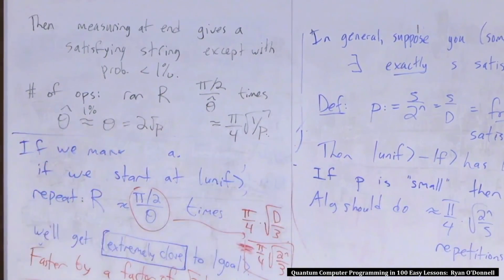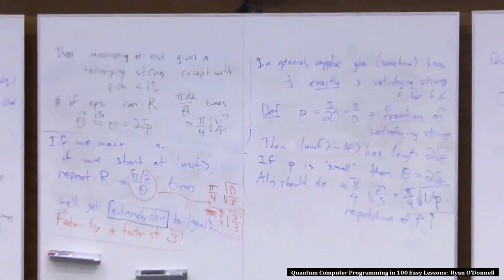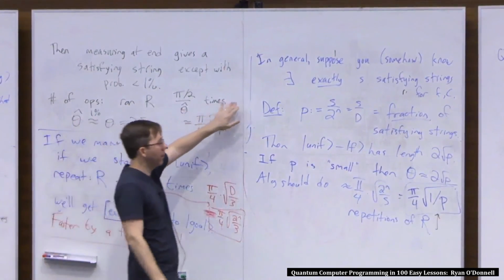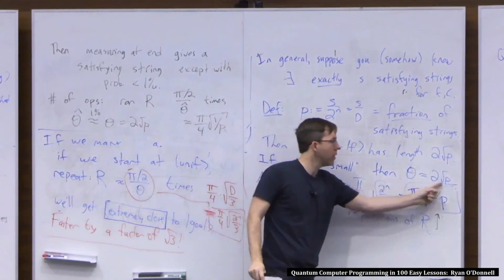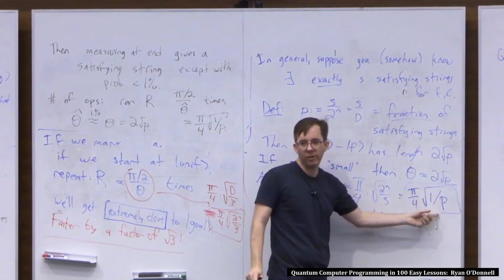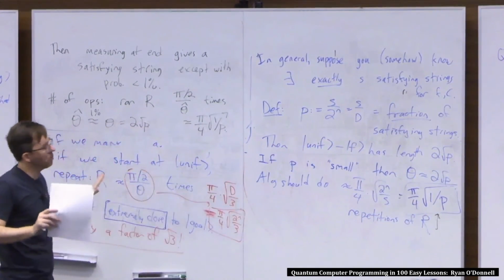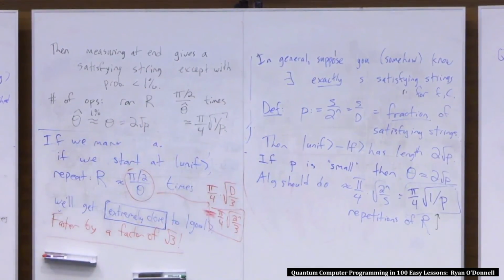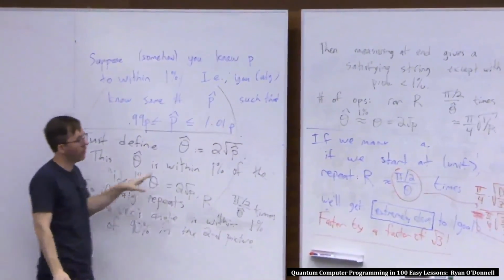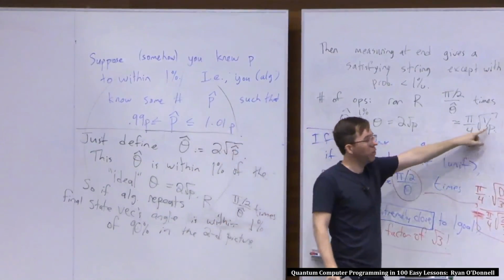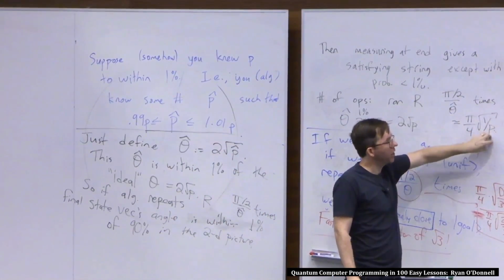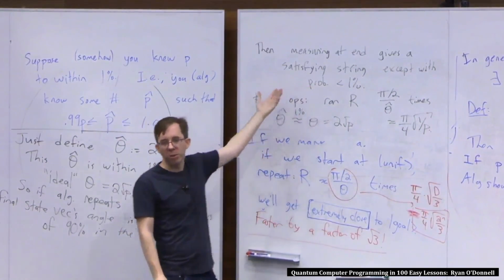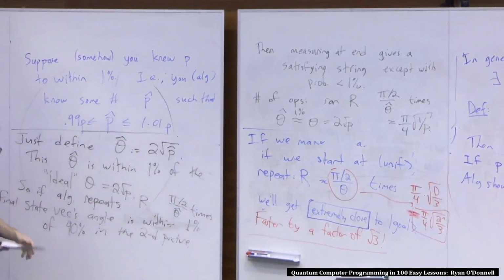So let me just summarize in words what I've shown here. Here we saw if you magically exactly knew p, then you could find a satisfying string with about square root of 1 over p operations. Now I'm slightly improving this to say if you happen to know p to within 1%, then you can also, with about square root 1 over p, which you don't know, but you more or less know, many operations, find a satisfying string. With 99% chance, but you can improve that by doing it a few times if you like.